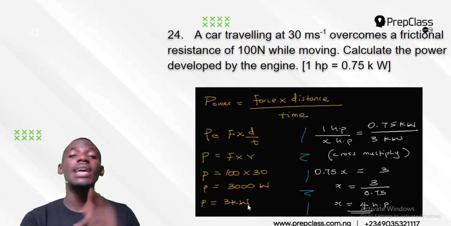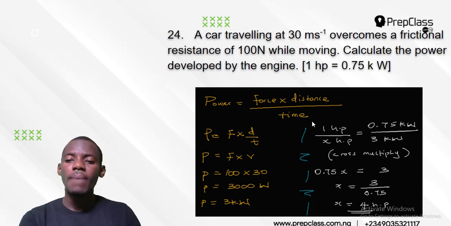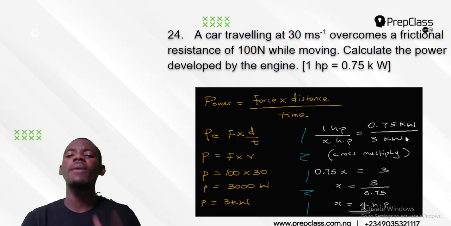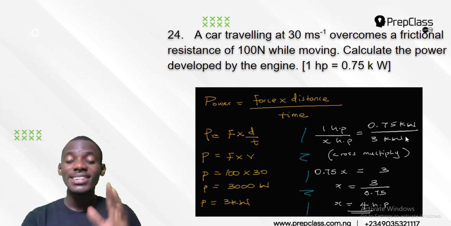But you must put the answer in horsepower. So 1 horsepower is 0.75 kilowatts, right? Then we don't know what horsepower 3 kilowatts will be. So if 1 horsepower is 0.75 kilowatts, then how many horsepower will be equivalent to 3 kilowatts? That's what we are trying to find. So we call it X.